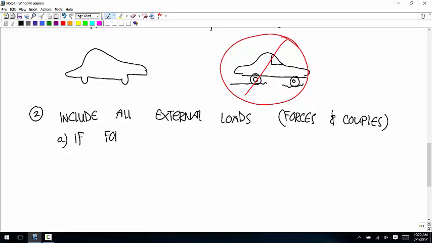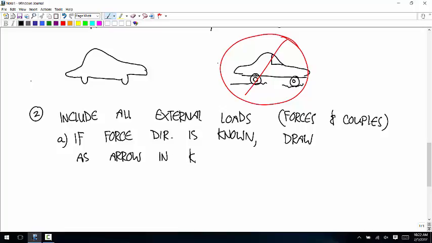If a force direction is known, or I guess that's true of couples too somewhat. I'll just say forces. If the force direction is known, draw it as an arrow in the known direction, associated with a scalar value or variable.